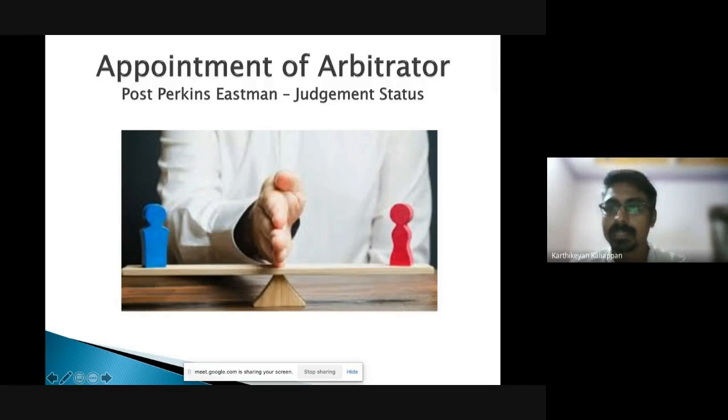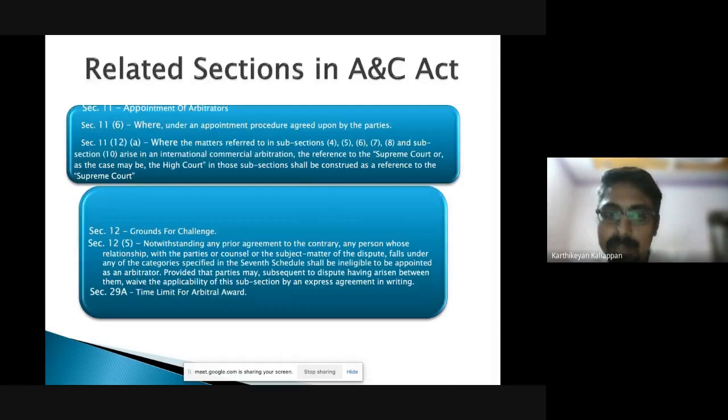That was considered a benchmark judgment from 2019. That's what we're talking about. And currently there is a different judgment. So we have to refer to both of these to understand the exact difference between the judgments in terms of appointing an arbitrator. Can you move on to the next slide, Ram?